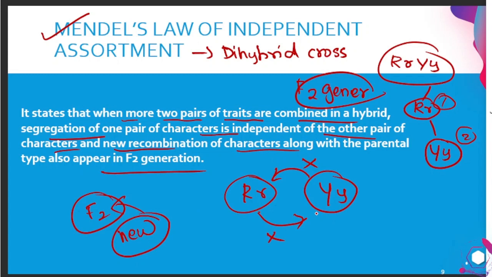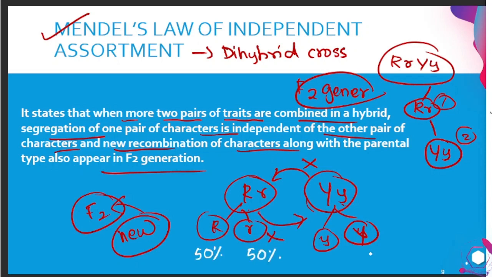That is, one character will not be dependent upon the other character. They are independent of each other. That is called the law of independent assortment. One more thing, when it comes to the law of independent assortment, in this character you have to write capital R, small r. In this character you have to write capital Y, small y. So the probability or chance of getting the capital R in the gamete formation is 50% and small r is 50%. Similarly, capital Y is 50% and small y is 50%.